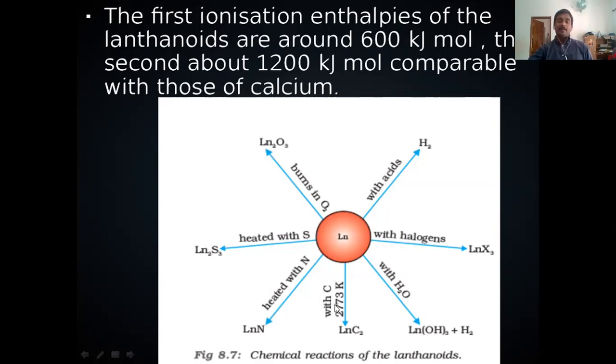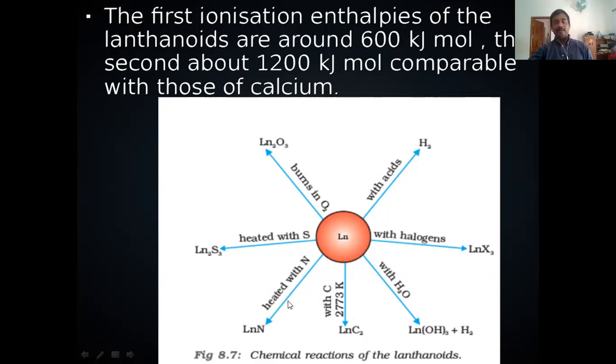Lanthanides react with carbon at 2773 Kelvin to form carbides, LnC2, formula LnC2. You may remember the carbide of calcium, CaC2. So a similar carbide is obtained.